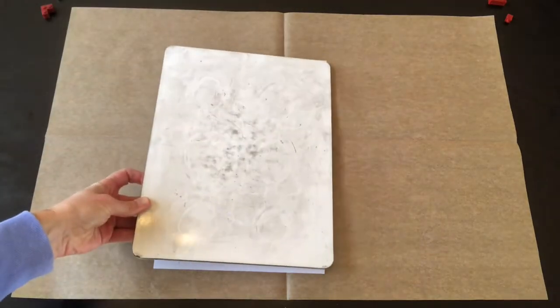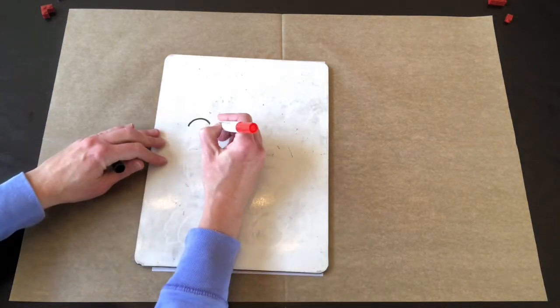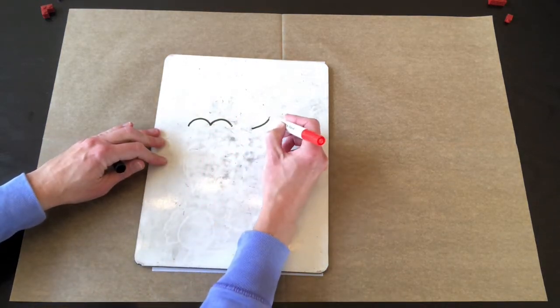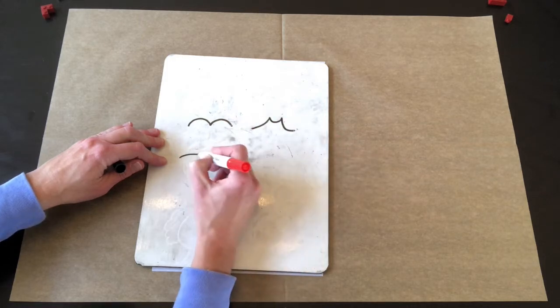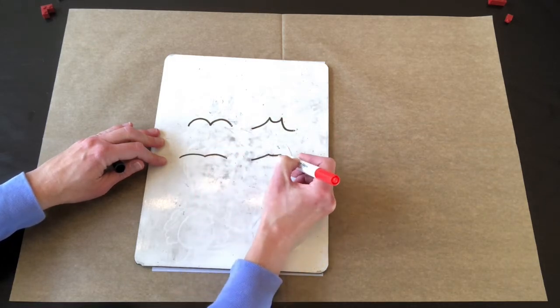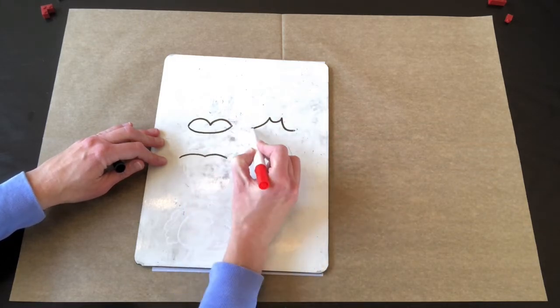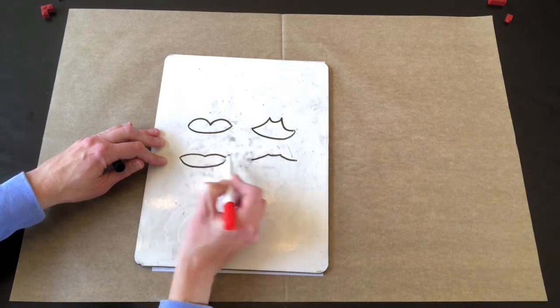Now let's draw a mouth. Top lips come in different shapes. Some look like a bird flying, some look like a smushed M. Some are plump, some are thin. Bottom lips are mostly shaped like a smile.